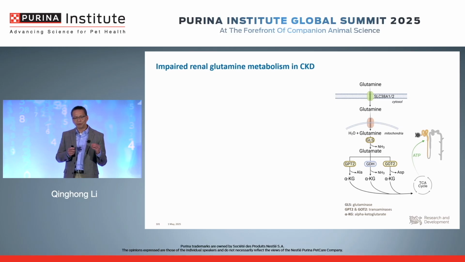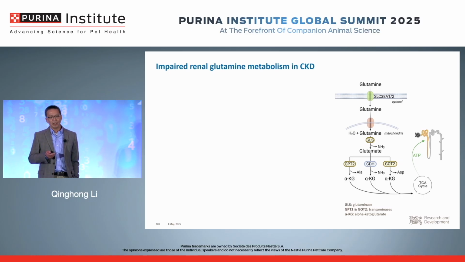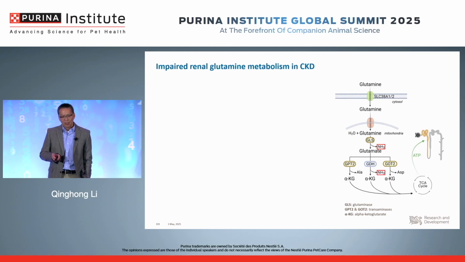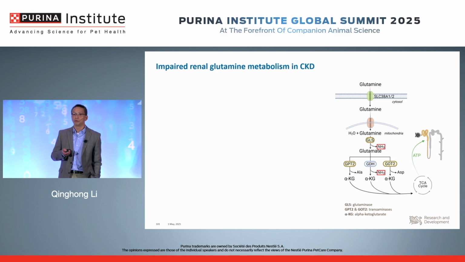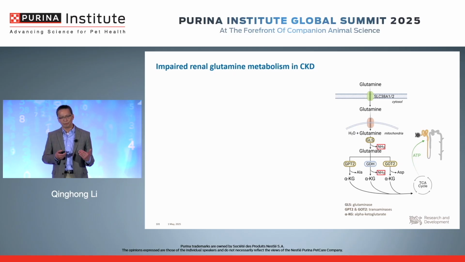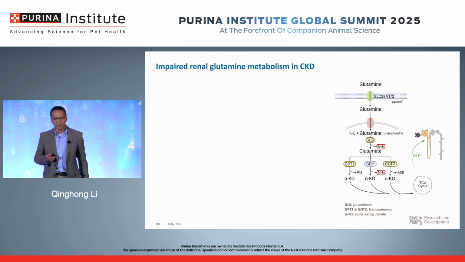So there are three enzymes that convert glutamate into alpha-KG. Two of them happen to be transaminases, GPT2 and GOT2, and the middle one is glutamate dehydrogenase. So we noticed that in this chain of reactions, two molecules of ammonia are released when glutamine is converted into alpha-KG. So these ammonia are an important buffer for the protons. If you don't have enough ammonia, then you may have acidic urine.